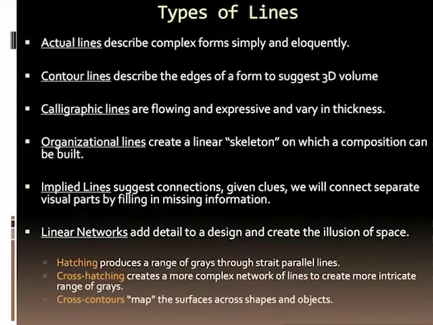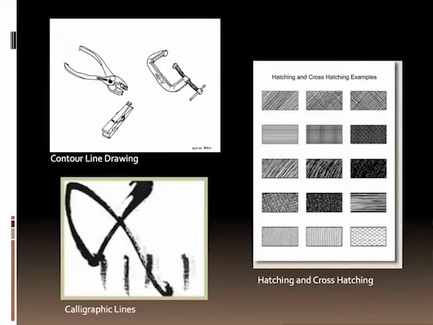a sense of volume. So here we have a nice example of a contour line drawing. This area up here, you see these lines that suggest the edges of the shape, and we fill in a little bit by how close or how far away. We can get somewhat of a sense of depth here. We've got this calligraphic line that sort of varies in thin and thickness, and anybody who's seen old lettering has probably seen a calligraphic line. And then here's some various examples of hatching and cross-hatching.